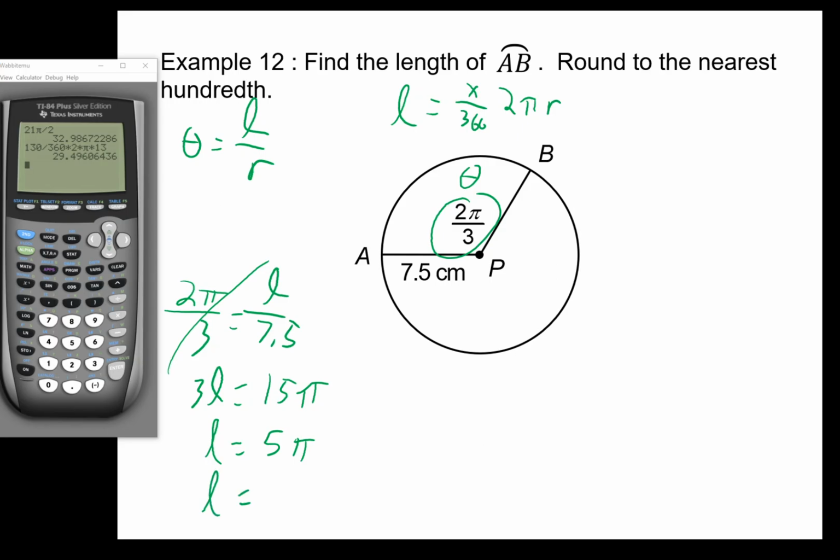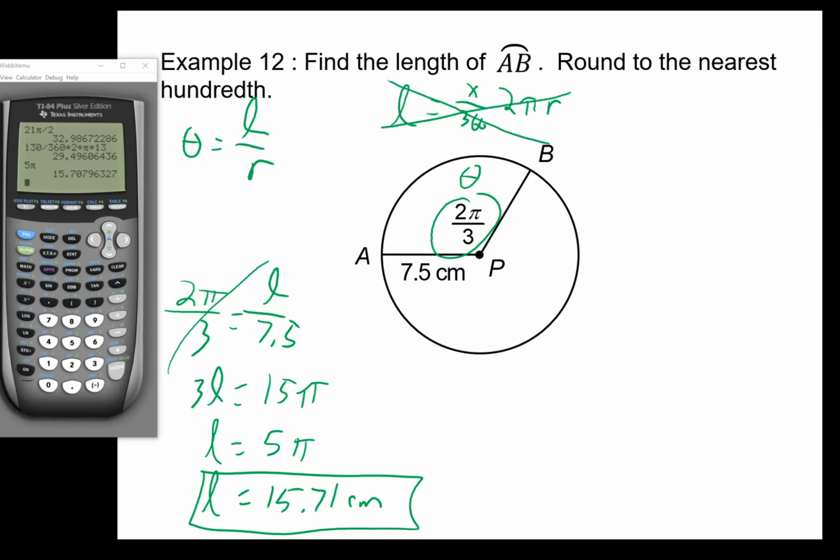So L is equal to, nearest hundredth, 5 pi. And so we've got 15.71, and that was centimeters. So, I mean, I guess I was wrong. We didn't actually need that, but good to be prepared.